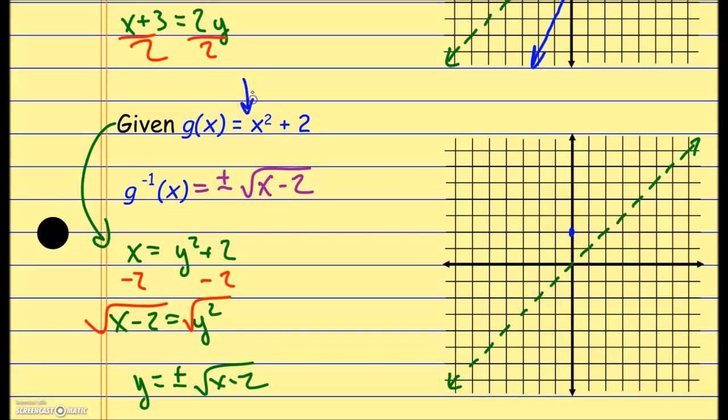The a value here is 1, so it opens up and has the standard shape: over 1, up 1, over 2, up 4. So it has my standard width of a parabola. And now I can graph this parabola. And then what happens is I can reflect this.